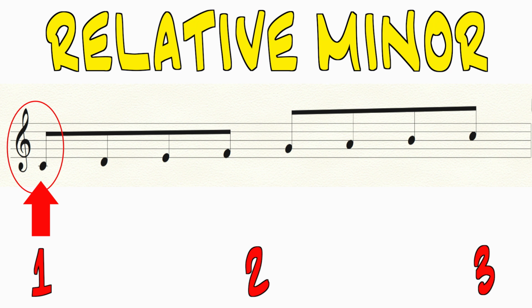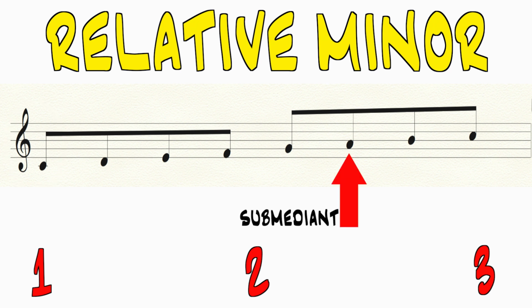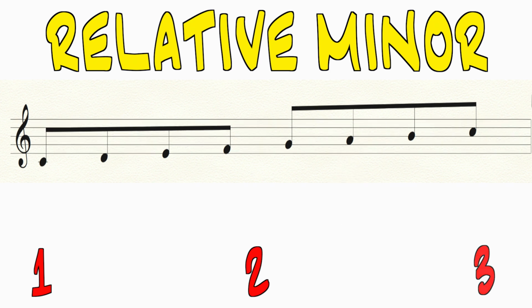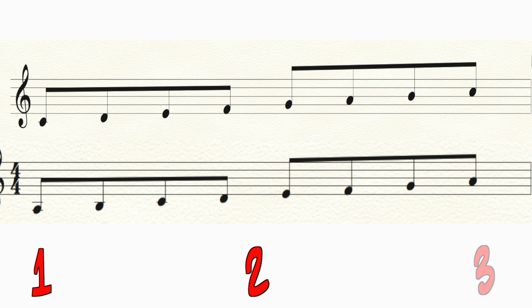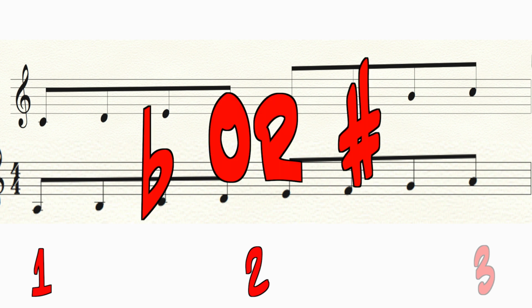When looking at the major scale, the relative minor of the key falls on the 6th scale degree, or the submediant. So the relative minor of C major, for example, is A minor. The natural A minor scale, shown below, has no flats or sharps, just like the C major scale.